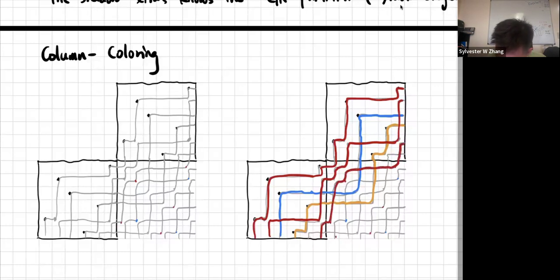This guy also will be colored red. This guy also colored red. This guy also colored red.